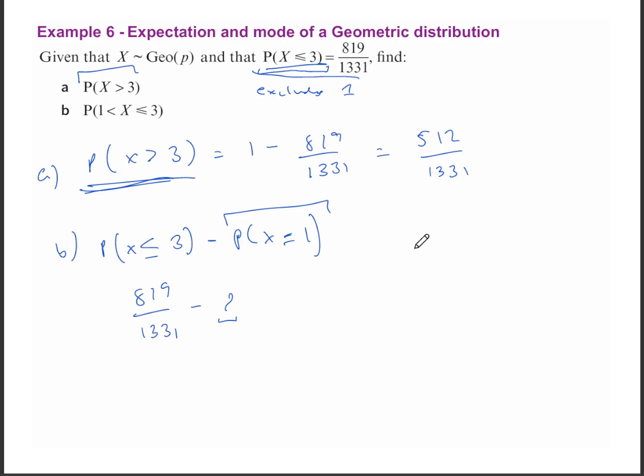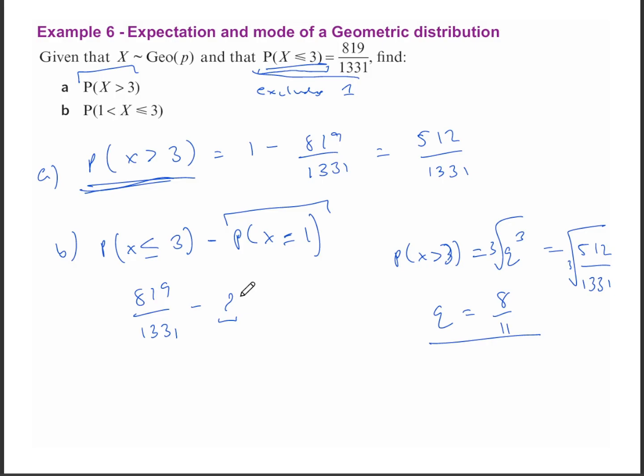So we want the first 3 to be failures, and therefore p of x greater than 3 is just equal to q power 3, the failure probability happening 3 times in a row. And that will equal to 512 over 1331. Then if you want to find the value of q, just cube root both sides, and you get that q is equal to 8 over 11. And because q is equal to 8 over 11, p here will be 3 over 11.